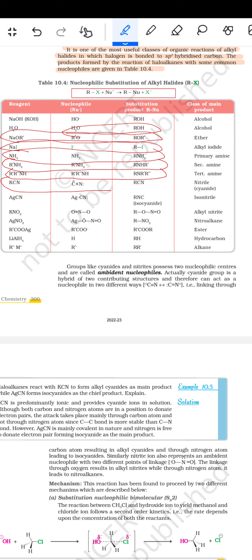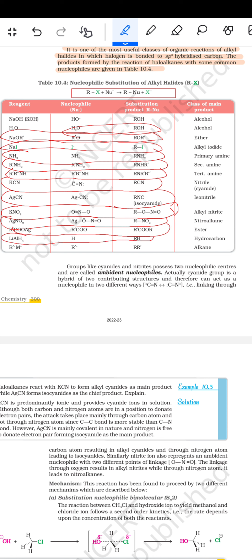KCN में CN minus है तो RCN बन जाएगा. फिर AgCN है तो RNC बन जाएगा, isocyanide बन जाएगा. और KNO2 में ONO जुड़ेगा तो RONO आके जुड़ेगा, और AgNO2 में NO2 तो RNO2 बन जाएगा. इसमें ONO है, इसमें NO2 है. उसके बाद फिर RAg में R minus तो R बन जाएगा. फिर LiAlH4 में H तो RH बन जाएगा, और R'M में R' जुड़ेगा तो RR' बन जाएगा.